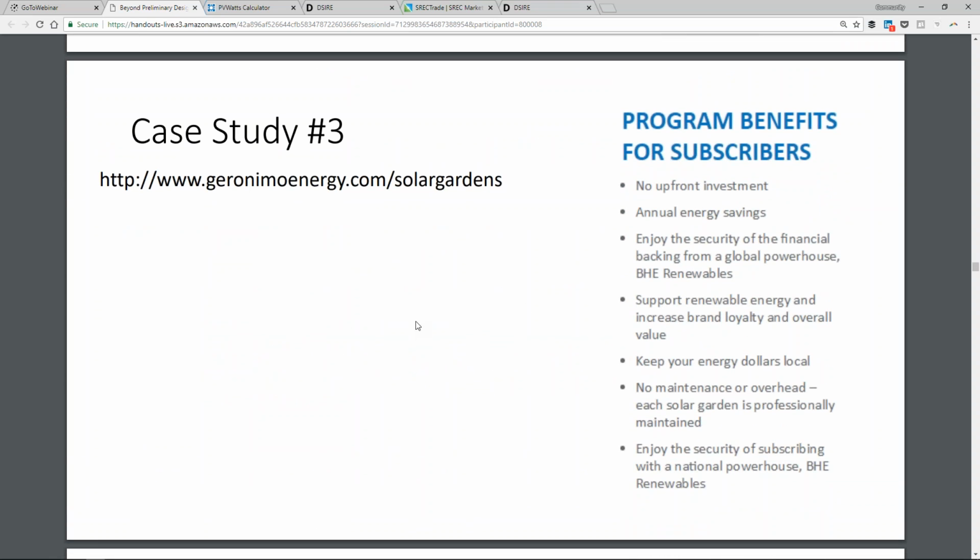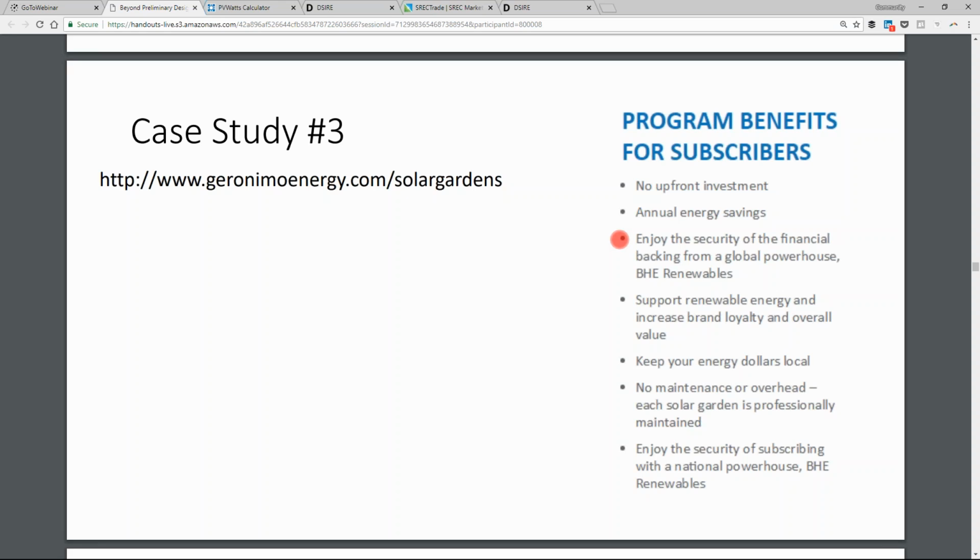Going to the Geronimo website and seeing how they're marketed, they tell their customers there's no upfront investment. You just sign up. You get annual energy savings. Okay, so it sounds like I'm saving money. Enjoy the security of the financial backing of Berkshire Hathaway Renewables. And that's good.